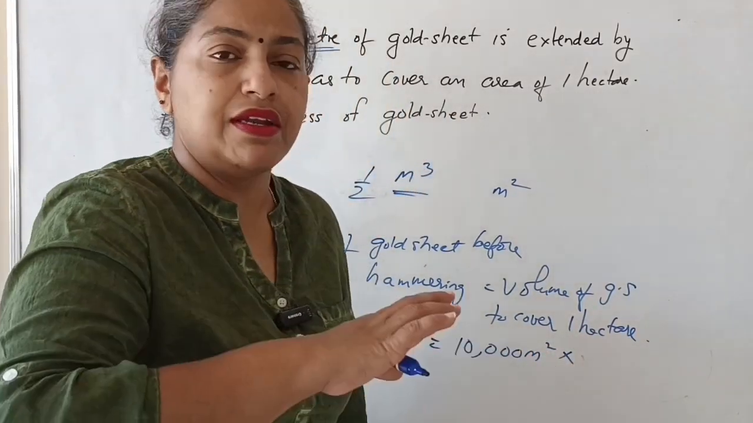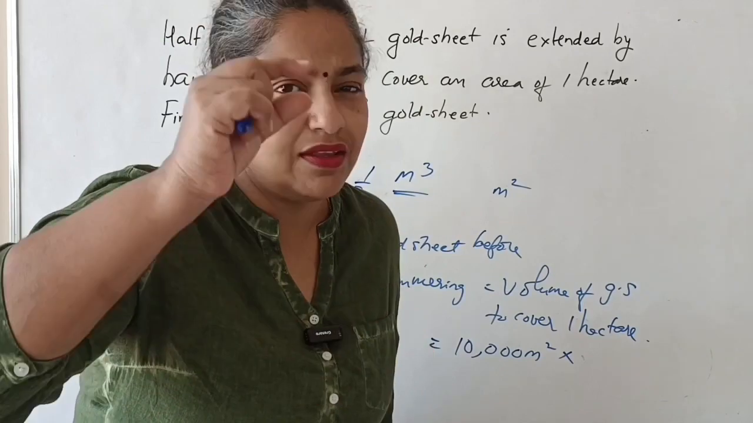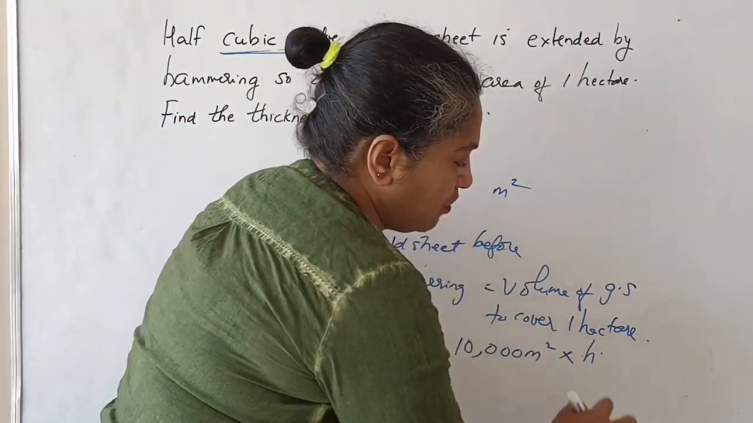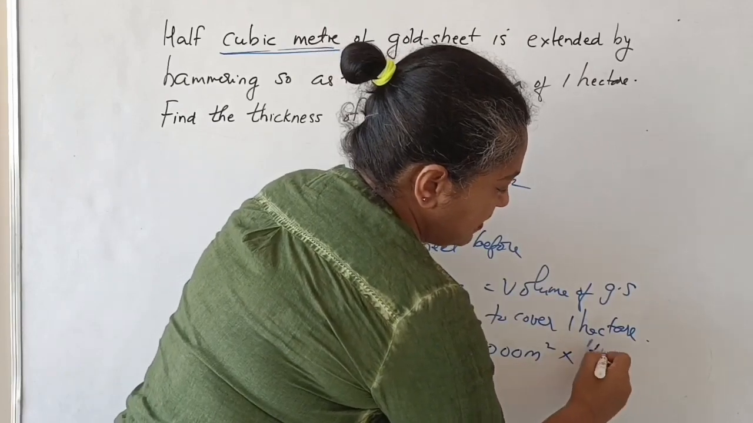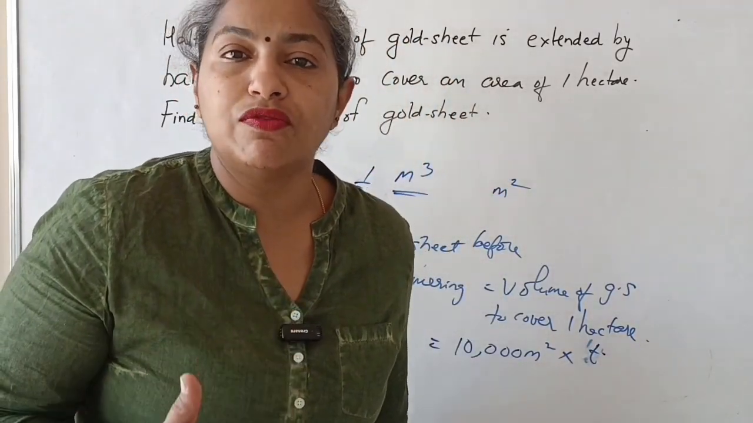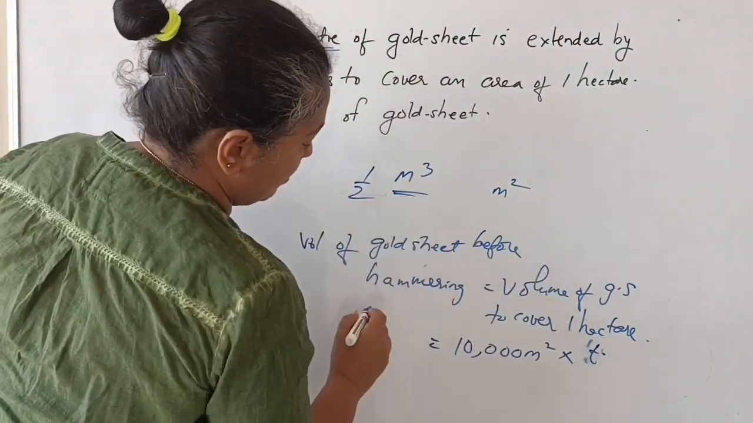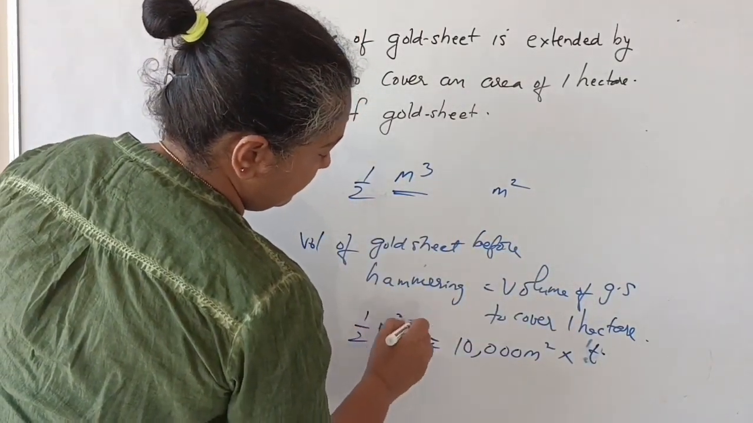And when we are covering 10,000 meters square with gold sheet, there is a thickness for the gold sheet. So this area into the thickness, or let me write it as thickness T, will give you the volume of the gold sheet used to cover 1 hectare. That is equal to half meter cube.